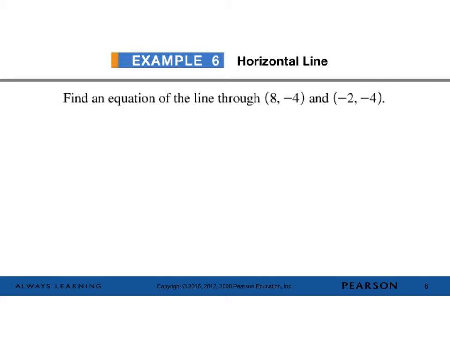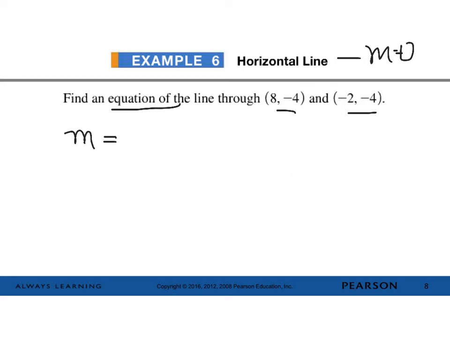And I'm not going to keep doing them by 2 different methods. I'm going to let you make your own choice on that. There went my keyboard. So, example 6 is going to give us a horizontal line. And remember, the slope of a horizontal line is going to turn out to be 0, because we've already talked about that. So the thing is, we want to find the equation of the line through 8, negative 4, and negative 2, negative 4.